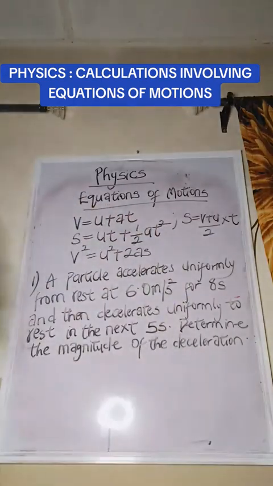Under equations of motion, we have the first one, V equals U plus AT. Second one, S equals UT plus half AT squared. The third one, we have V squared equals U squared plus 2AS. And an additional one, which is bonus, S equals (V plus U) over 2, then times T.